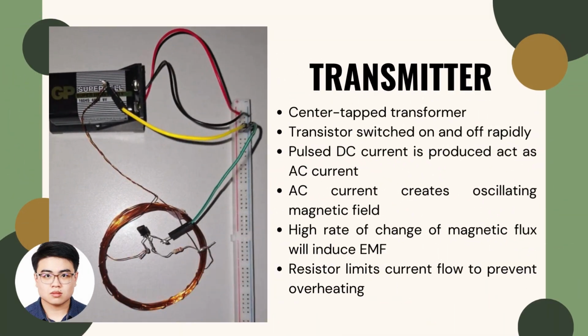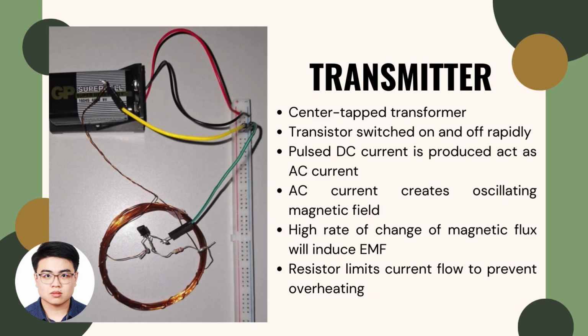I will try to explain the working principle and explanations for the wireless power transfer system. The transmitter, as shown in the diagram, consists of a transformer winding, or copper wire winding, of 30 turns connected to the transistor, resistor, and power supply. The base of the transistor is connected with a resistor and connected to one end of the copper winding, and the collector is connected to the other end of the copper winding.